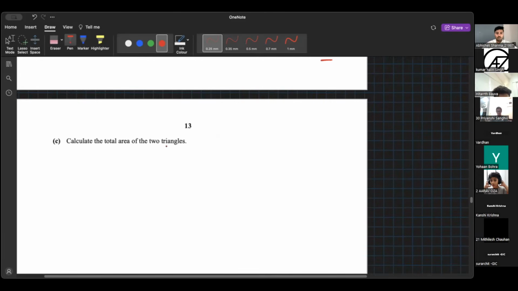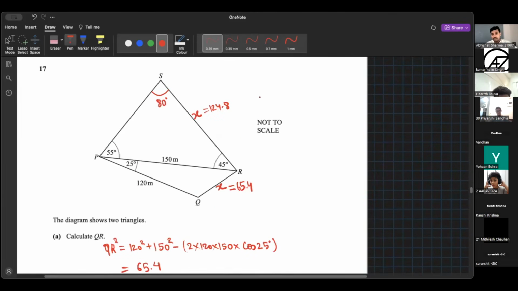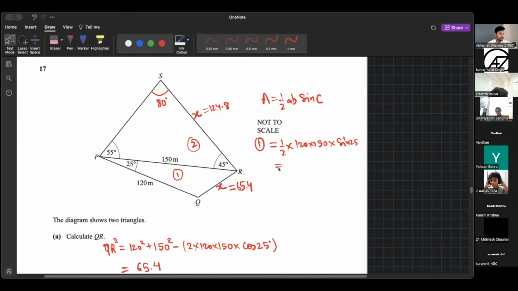It's to calculate the total area of two triangles. In a non-right angle triangle, we know that the area formula is half AB sine C, right? So this is, let's say, shape 1, this is shape 2. For shape 1, we'll apply 1 upon 2, 120 into 150 into sine 25, and we'll get the answer.